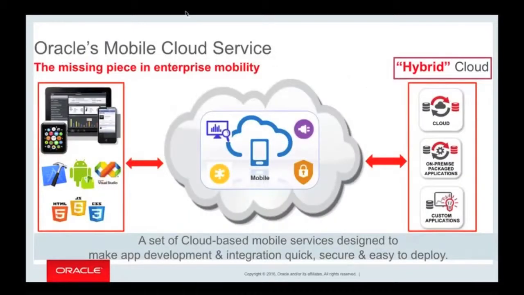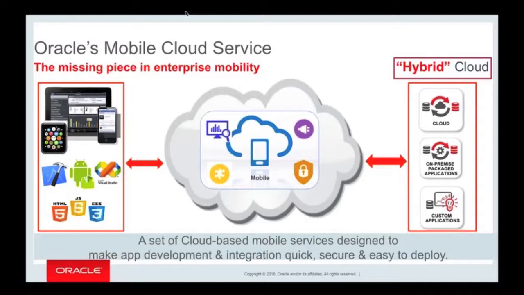In terms of where mobile cloud service fits, on the left-hand side of this diagram, you can see that we have all sorts of different mobile devices, all sorts of different ways to develop mobile applications. In the middle, you have our mobile cloud service. Mobile cloud service connects to your back-end systems. They could be on-premise package solutions. They could be custom applications. They could be other cloud applications, right? We connect to all of those. We expose those APIs out to mobile applications, and we are completely agnostic in terms of what applications can consume our APIs.